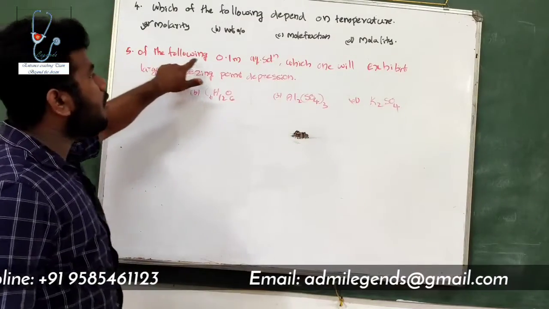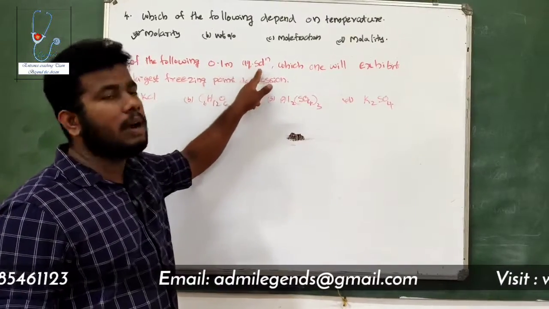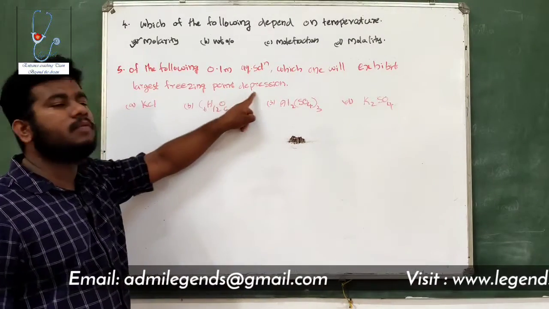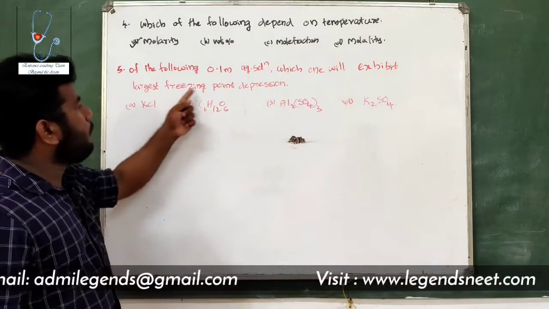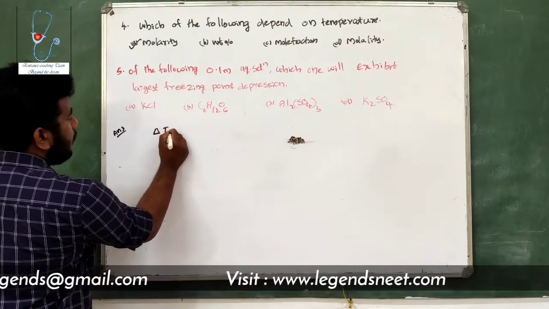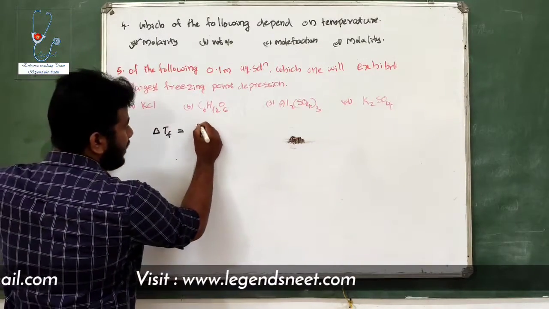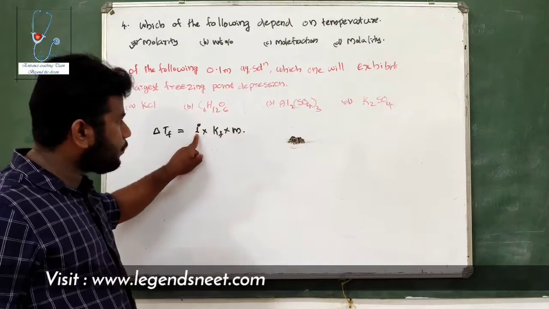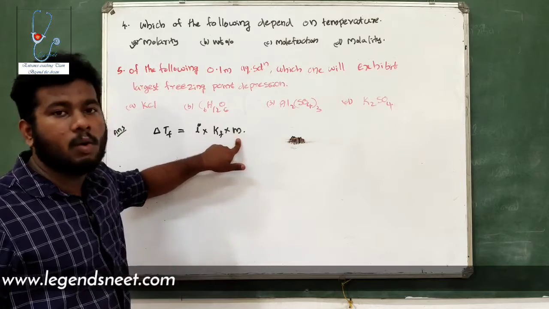Fifth question. Of the following 0.1 molar aqueous solutions, which one will exhibit the largest freezing point depression? We have the equation delta Tf, the depression in freezing point, is equal to i into Kf into m. What is i? i means the Van't Hoff factor, Kf is the cryoscopic constant, and m is the molality.